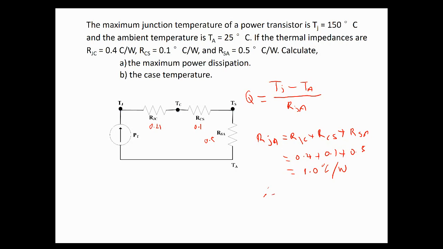So therefore, Q is going to be equal to Tj, which is 150, minus TA, that's 25, divided by the 1 here. So 125 watts. So that's part A. All right, so part B, what's the answer?